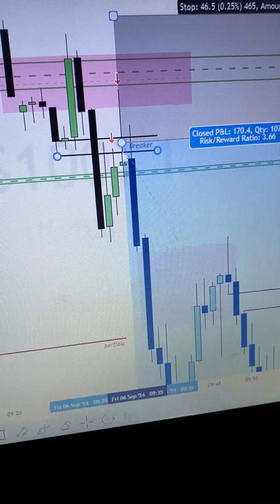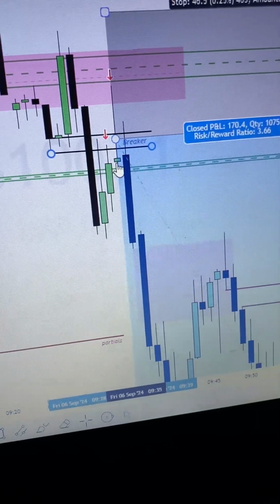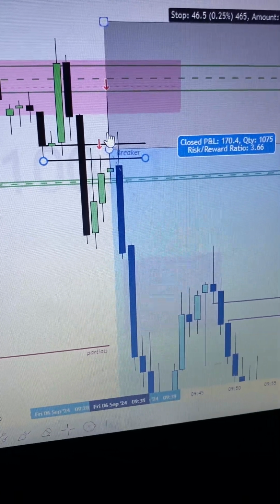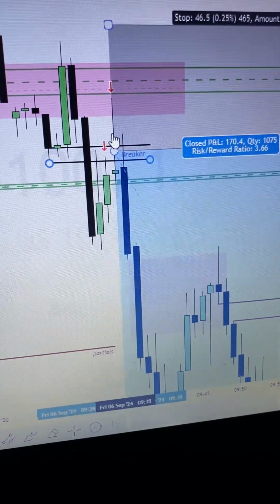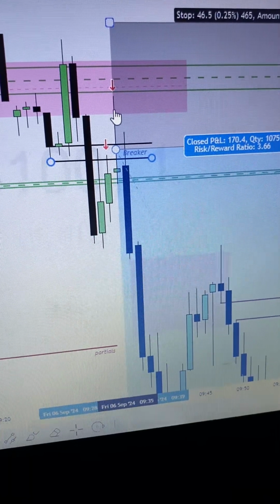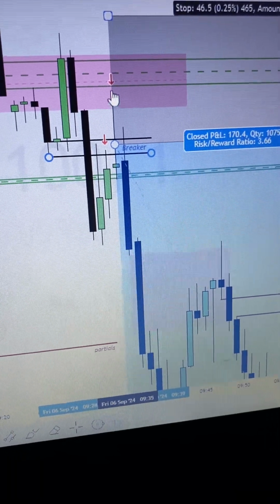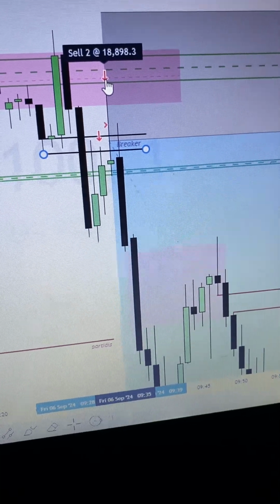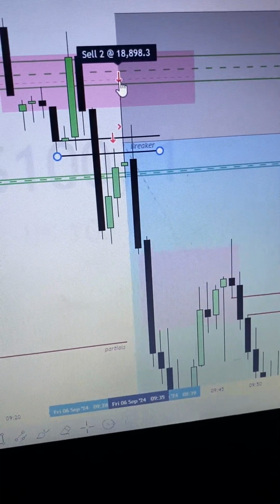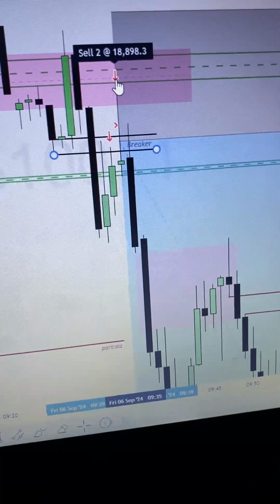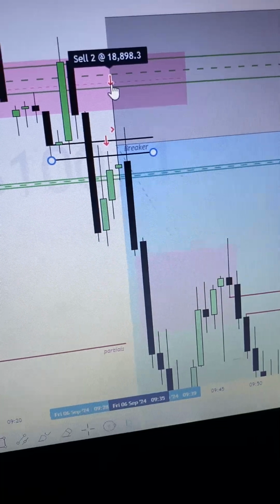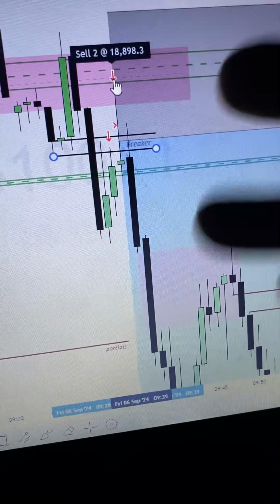And then it opened here, shot up into the fair value gap. Look at where it filled me. It was quick. It was a pretty quick movement. Remember, it's NFP day. We're a few minutes off from NFP, so it happens. It was very quick.